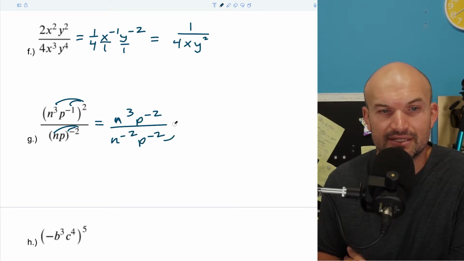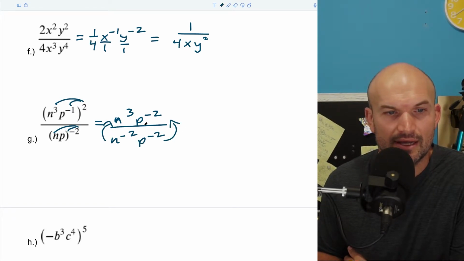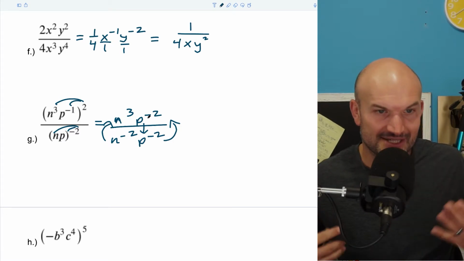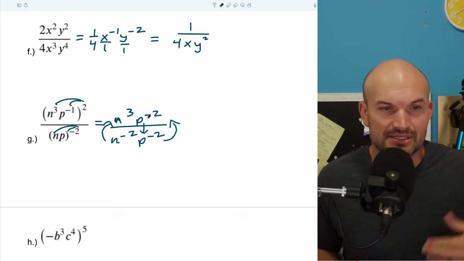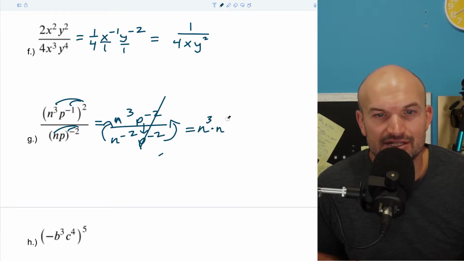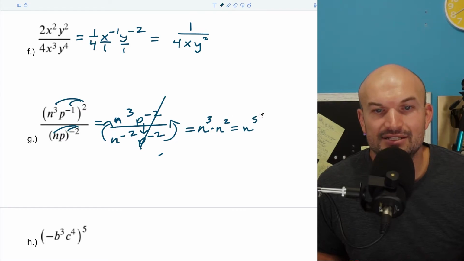Well, what do we know about the negative 2nd power? We can bring those up, and then this p to the negative 2nd power, we're going to bring down. But notice, before we have any need to do that, whenever you have an exponent raised to a power that's exactly the same in the numerator and denominator, what's going to happen? Those are just going to divide out, right? So really what I have here is an n cubed times an n squared, which is just going to equal a n to the 5th power.